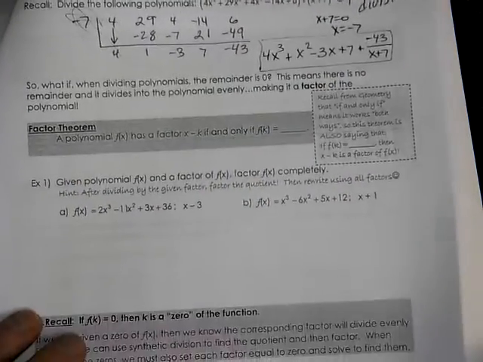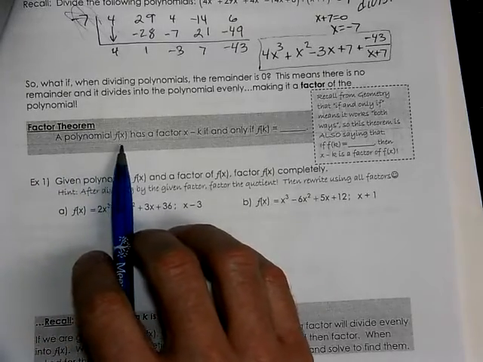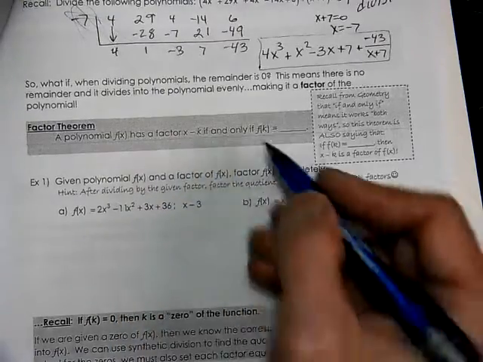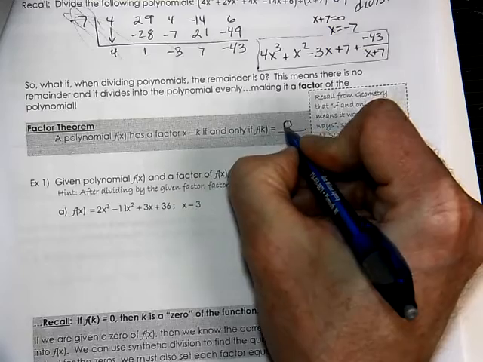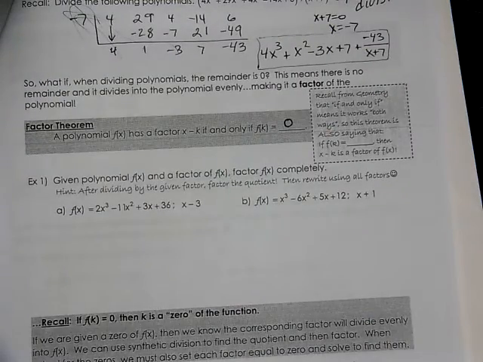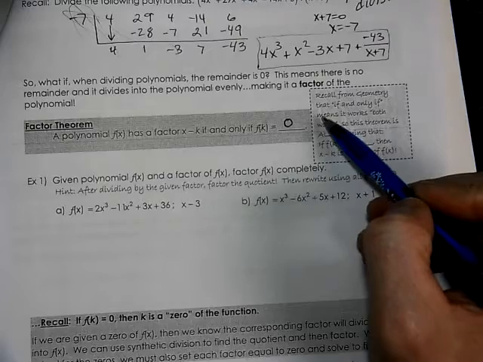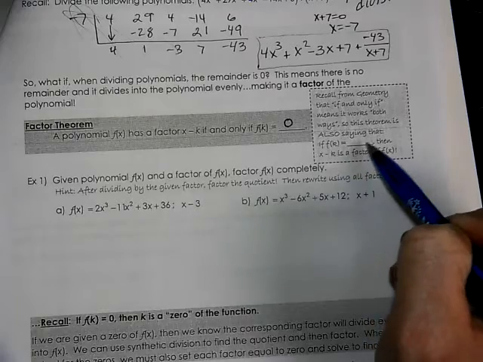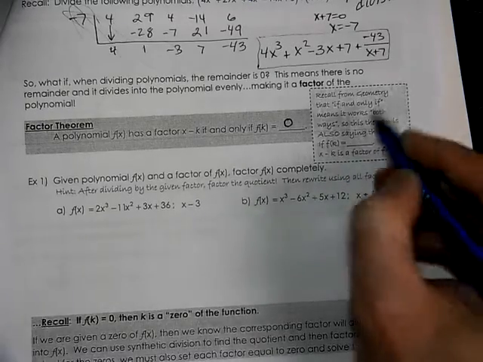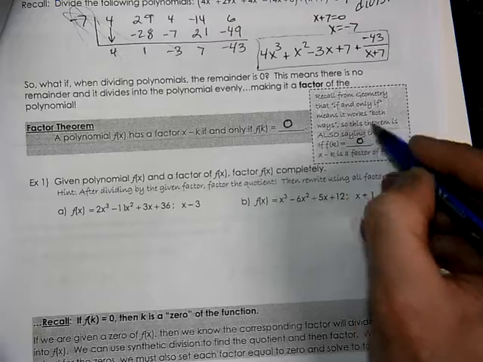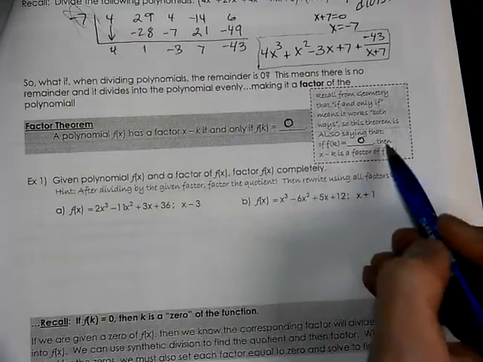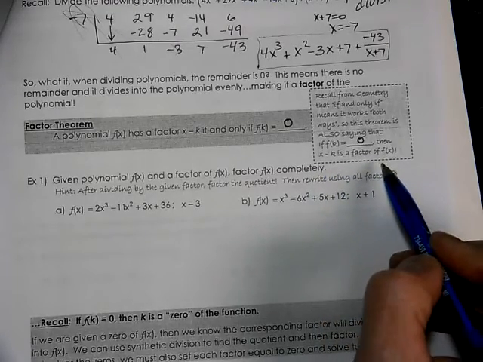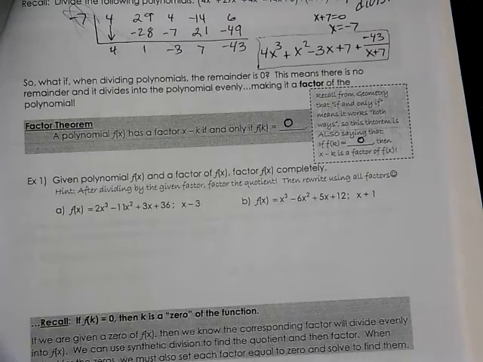So the factor theorem says that a polynomial f of x has a factor of x minus k if and only if f of k gives you 0. Recall from geometry that if and only if means it works both ways. So the theorem is also saying if f of k equals 0, then x minus k is a factor of f of x. We're going to figure out if we have a factor.